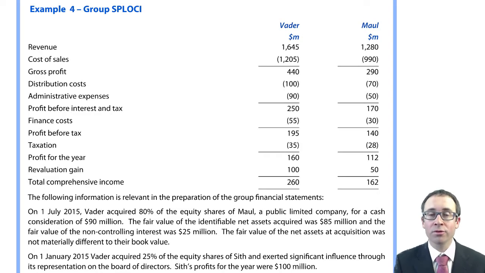So let's go through and have a look at the example that we promised you in the last video. So you've got an example there. It's all about the group statement of profit or loss and other comprehensive income.